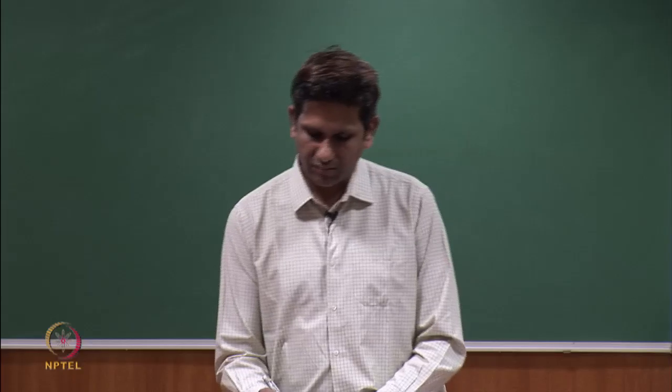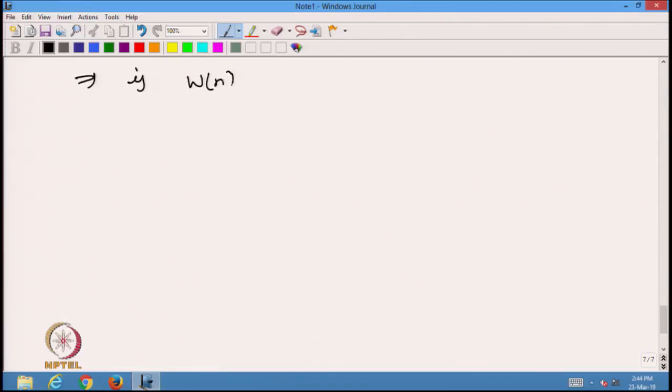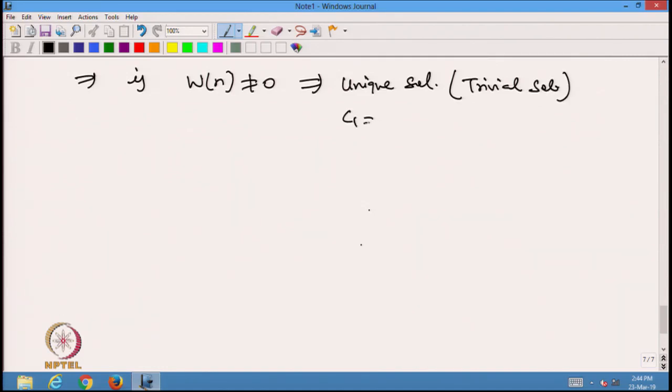Now, I will say that if the Wronskian W(x) is not equal to 0, in that case I will have a unique solution. Unique solution means trivial solution, and in that case I get C1 equal to 0 and C2 equal to 0. So in that case I can say that my functions y1(x) and y2(x) are linearly independent.